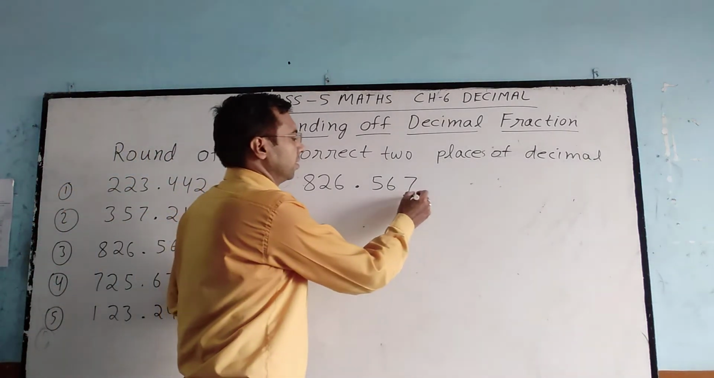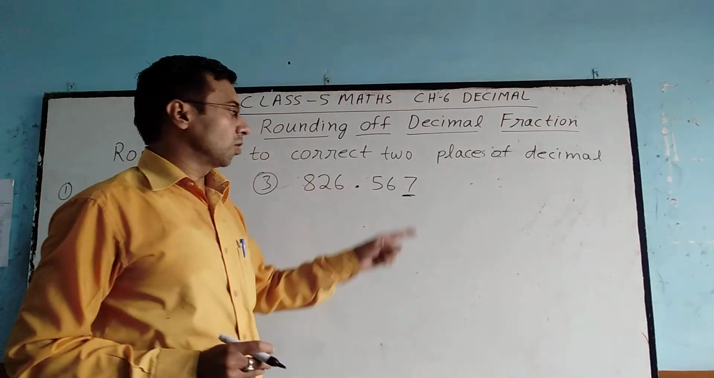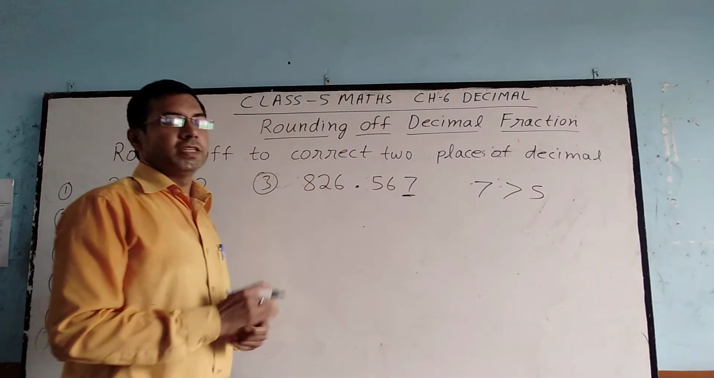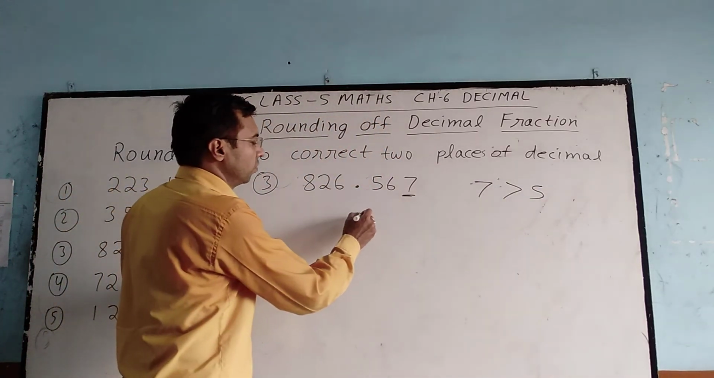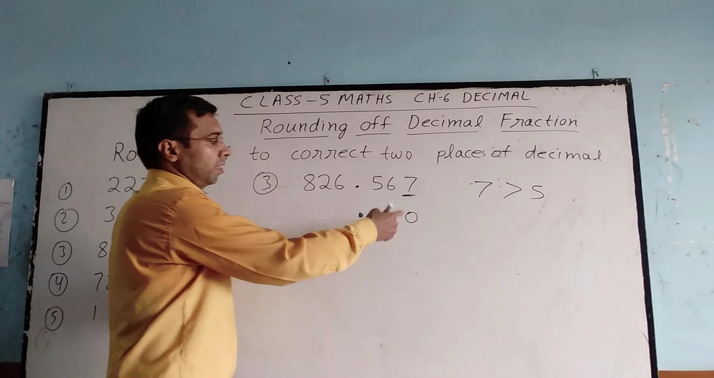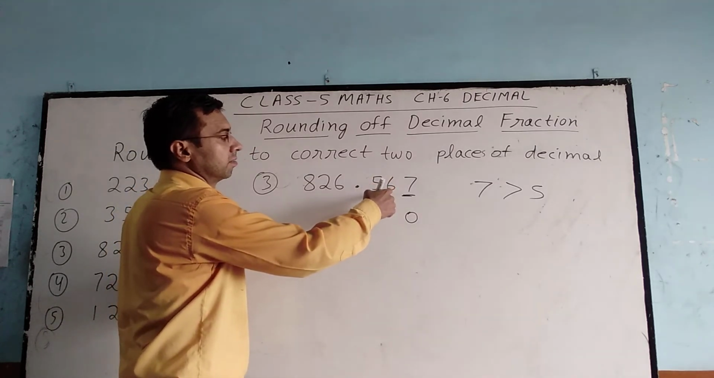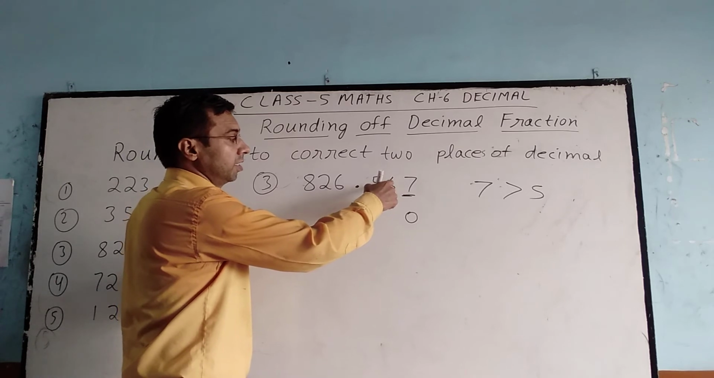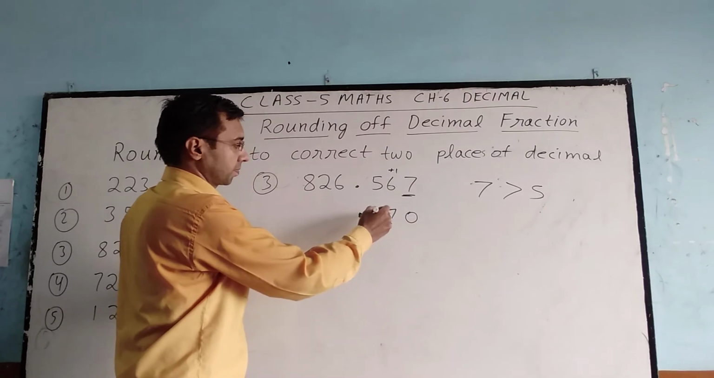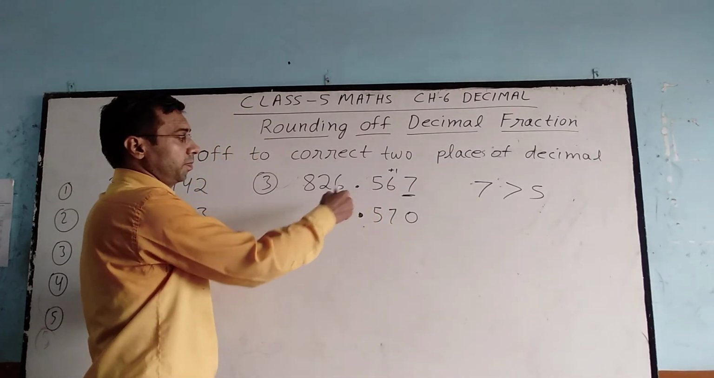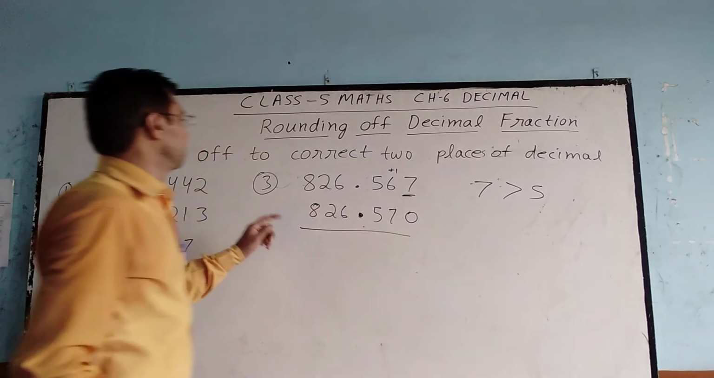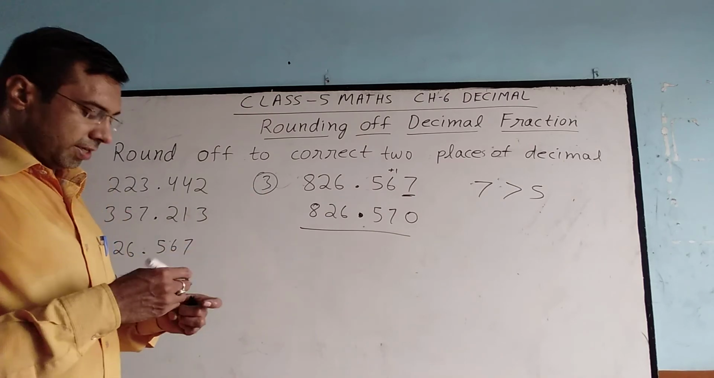826.567. Student, the thousandth place digit is 7. 7 is greater than 5. So what do we do? We change this thousandth place digit 7 to 0, and we add 1 in the hundredth place digit. 6 plus 1, 7. There is no change in the tenth place digit, and the whole number remains the same. So in this way we round off correct to two places of decimal.